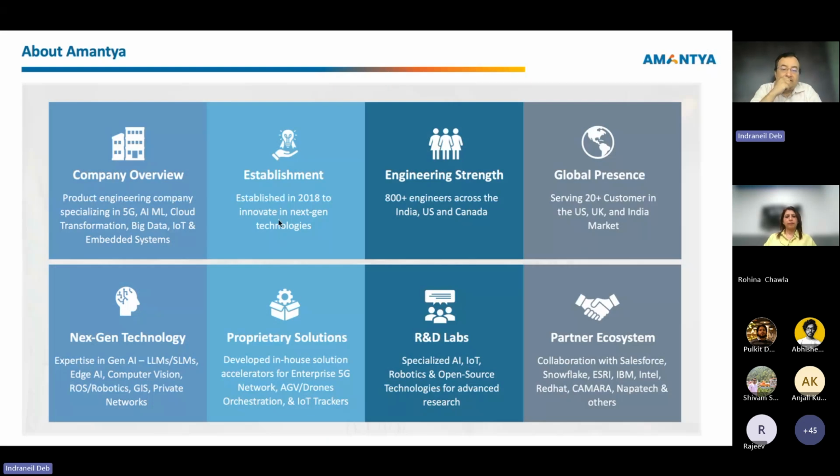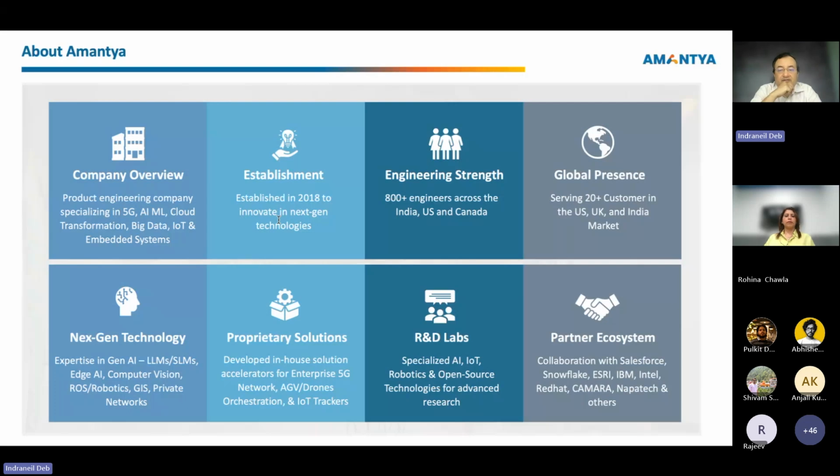So who are we? Let me take a couple of minutes to introduce Amantya Technologies. Amantya is a product engineering company. We started out in 2018 focusing on telecom technologies, more specifically focusing on the RAN and the core domains. However, as telecom domains evolved with new complementary technologies such as AI/ML, big data, and robotics that have found significant use cases in the telecom industry, we have started to build expertise around these fields too.